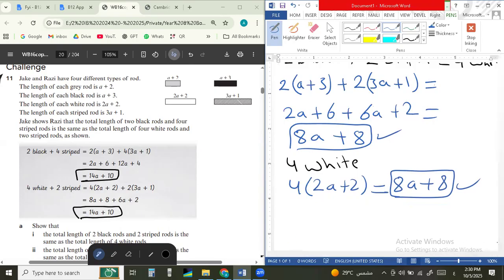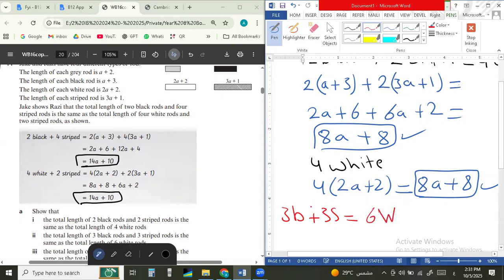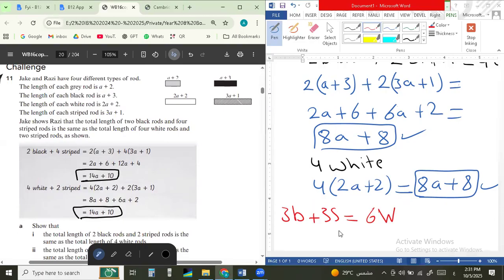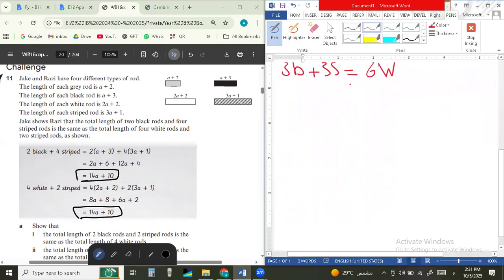Next, the same to you. The total length of 3 black, they're saying 3 black and 3 striped is the same as the total of 6 white. 6 white. Let's do it. Three black, 3 striped. Let's do them first. 3 black and 3 striped.